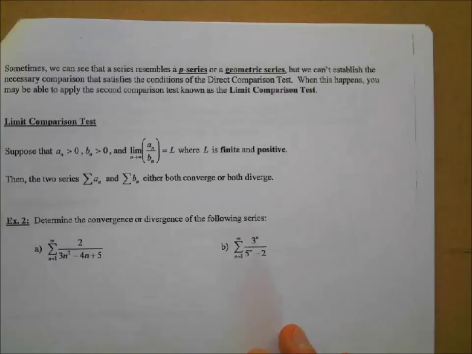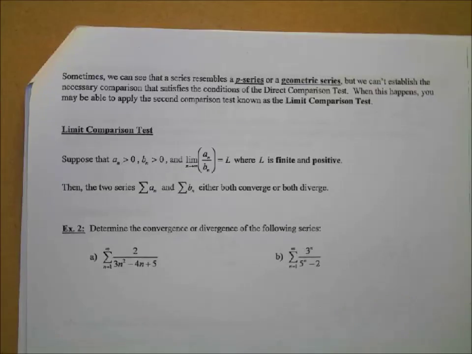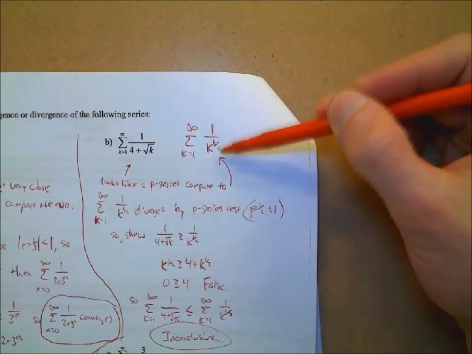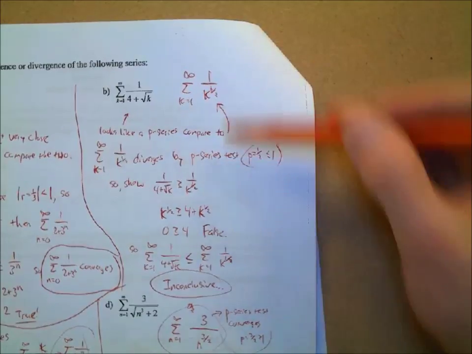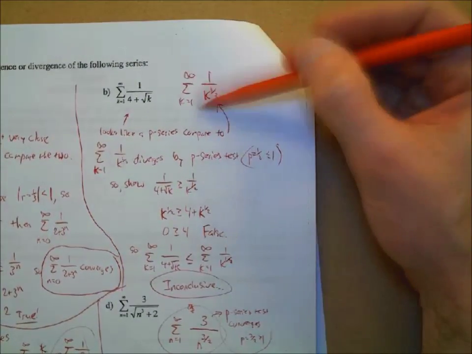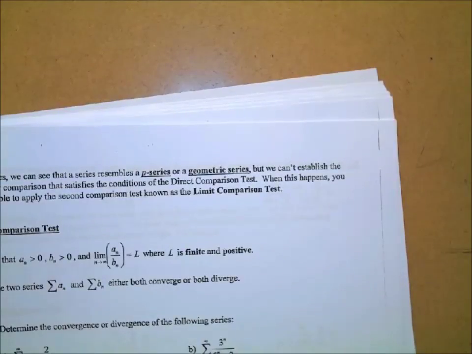Sometimes we can see that a series resembles a p-series or a geometric series, but we can't establish the necessary comparison that satisfies the conditions of the direct comparison test. That was like example B here. It was close to this p-series, but it didn't quite work out because this diverged, but it also happened that this was always greater than this, and so this larger thing diverging doesn't really tell us anything about that. But enter in a different test, okay?